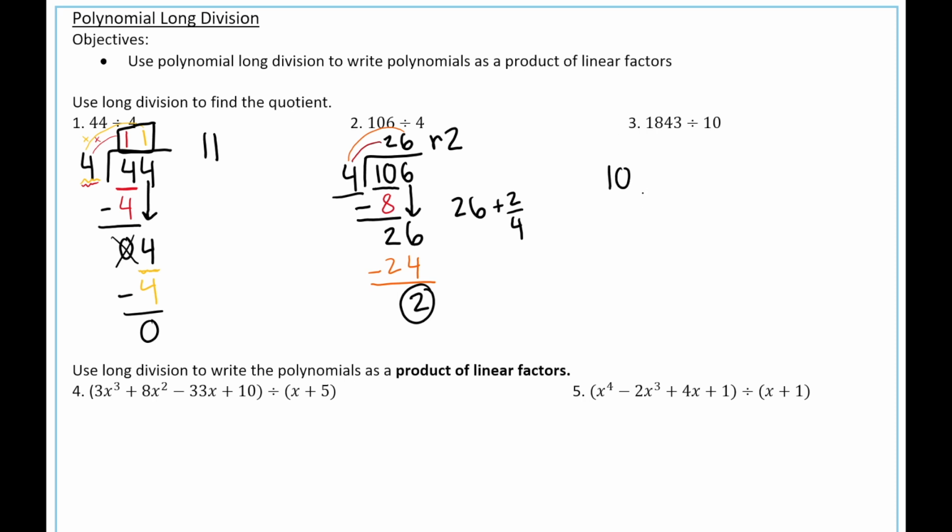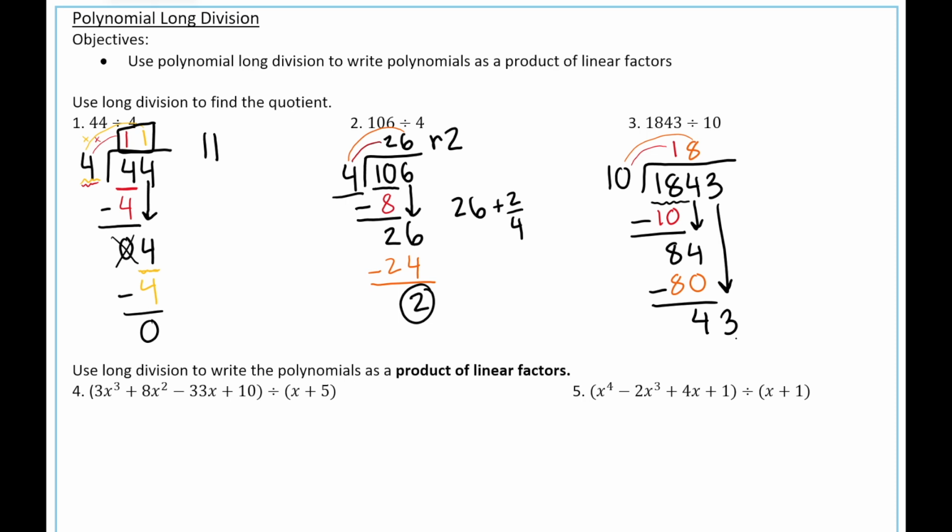Okay, so let's do one more. This time, we're going to divide 1,843 by 10. Does 10 go into 18? Yes, it does. It only fits in there one time. 1 times 10 is 10. I'm going to go ahead and subtract. 18 minus 10 is 8. 10 does not go into 8, so I'll drop down the 4. 10 goes into 84 8 times. 8 times 10 is 80. Go ahead and subtract. I'm left with 4.